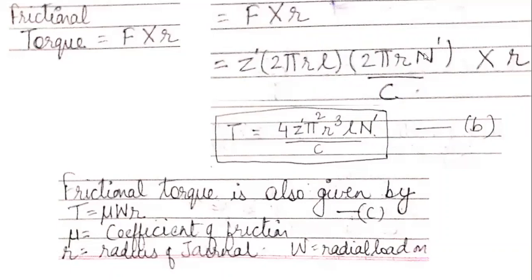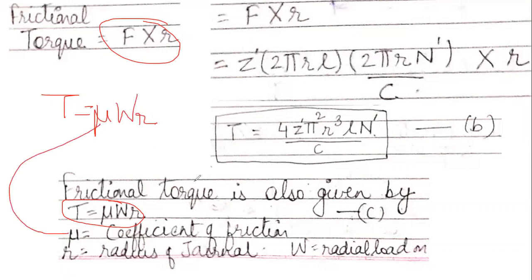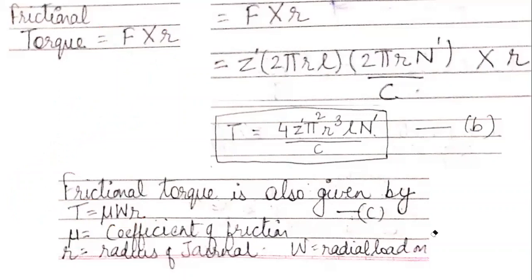Frictional torque is also given by this formula, which is T is equal to mu W R, where mu is the coefficient of friction, W is load, and R is the radius of journal. Right? This equation, I'm going to name it as equation number C.